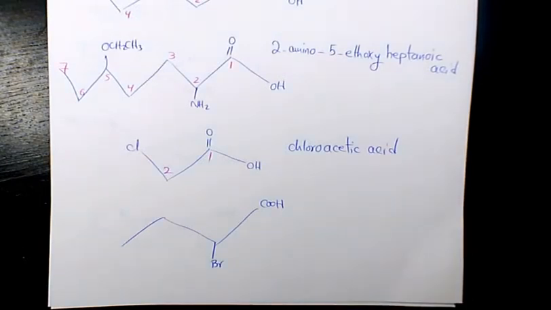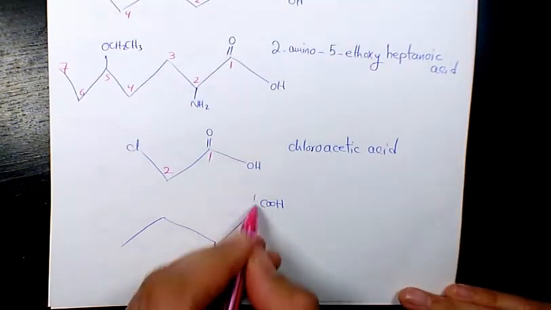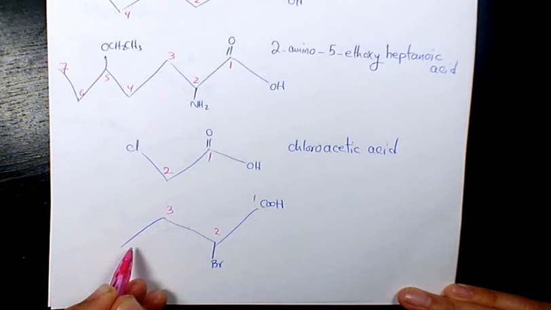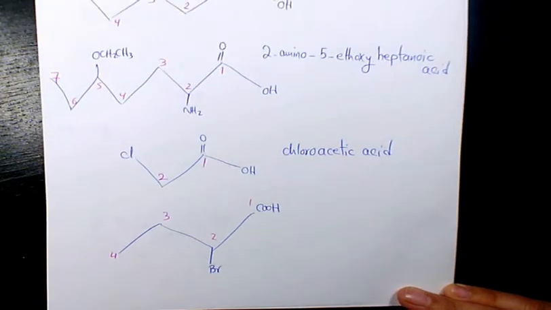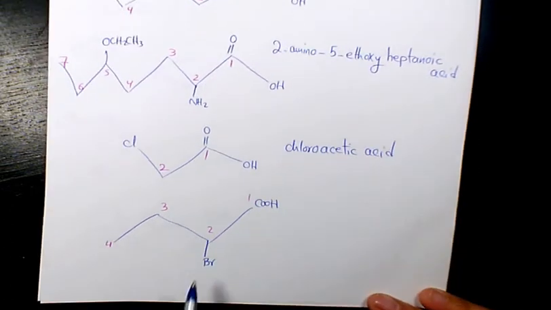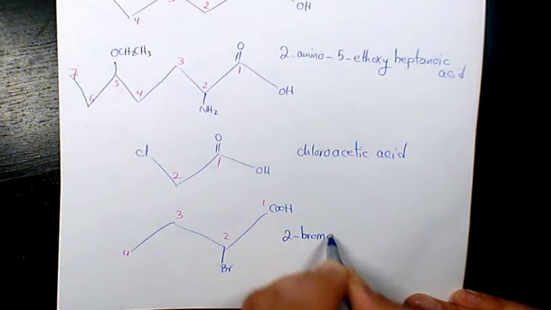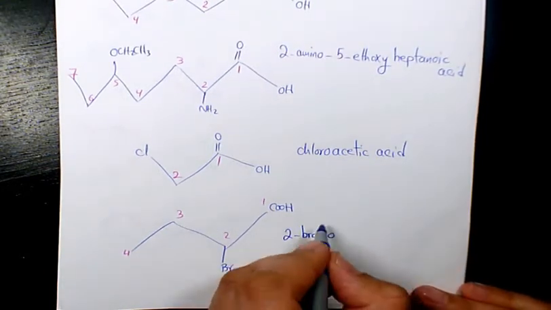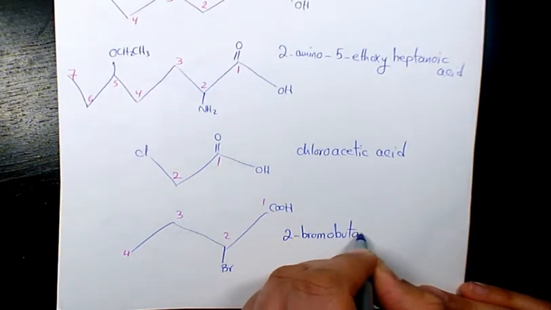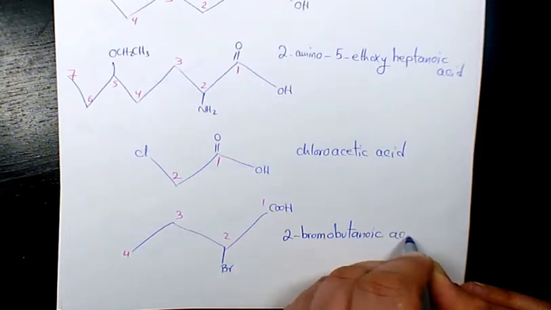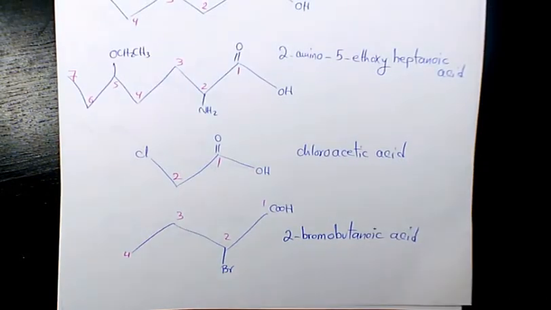Next one here, we're going to have 1, 2, 3, and 4. We have bromo here, so it's going to be 2-bromo butanoic acid. That's the name of this compound.